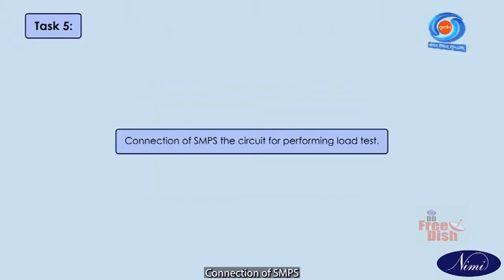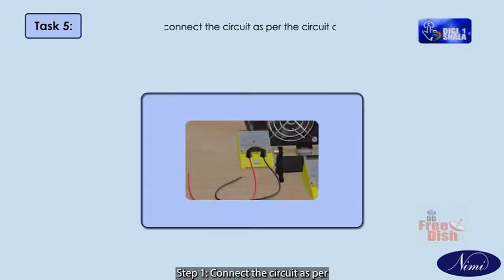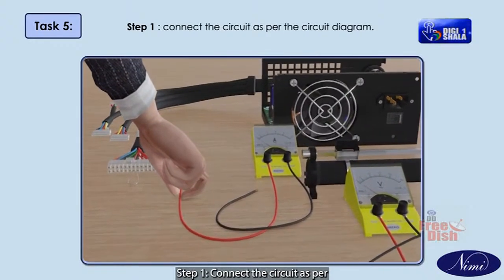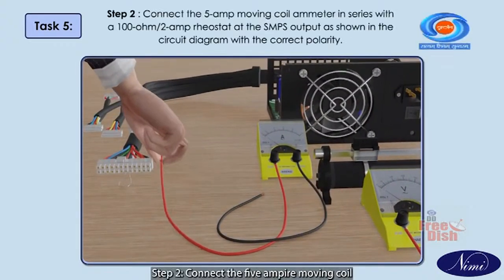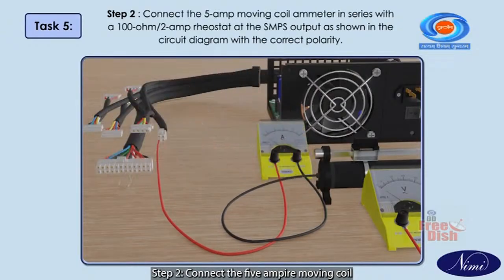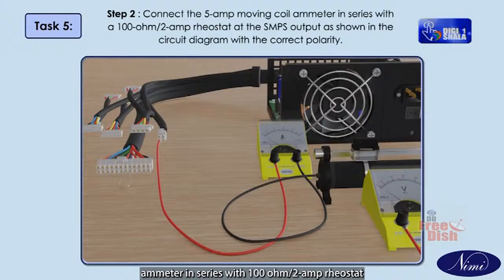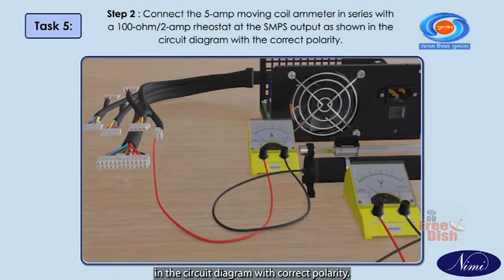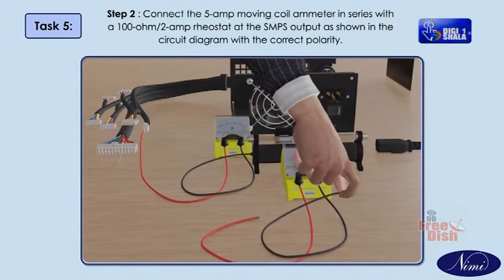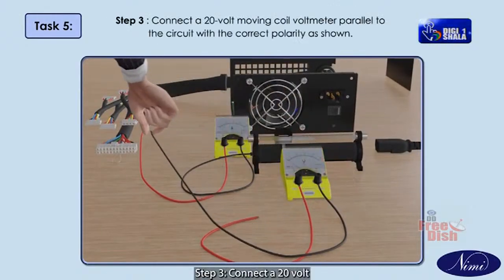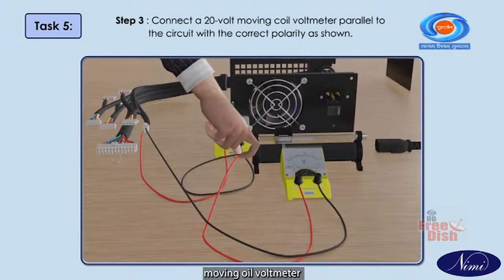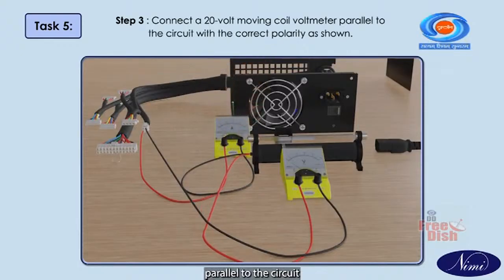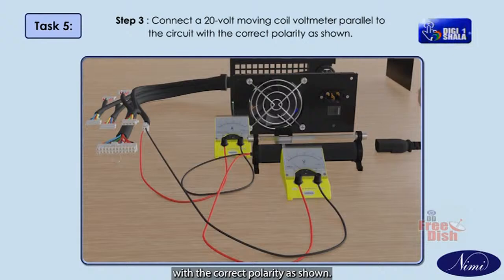Task 5. Connection of the SMPS circuit for performing load test. Step 1. Connect the circuit as per the circuit diagram. Step 2. Connect the 5 ampere moving coil ammeter in series with a 100 ohm, 2 ampere rheostat at the SMPS output as shown in the circuit diagram, with correct polarity. Step 3. Connect a 20 volt moving coil voltmeter in parallel to the circuit with the correct polarity as shown.